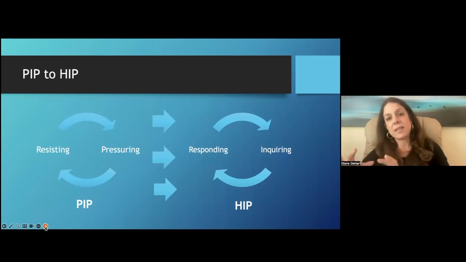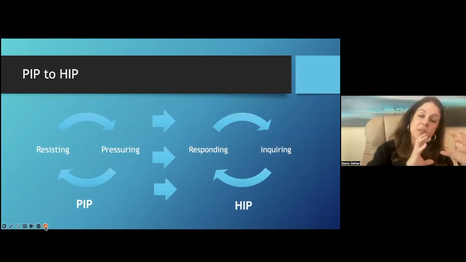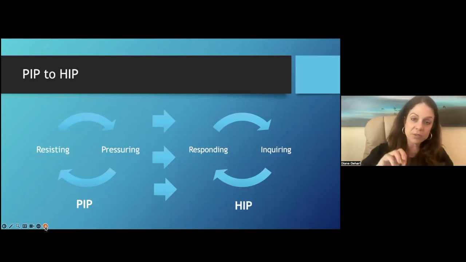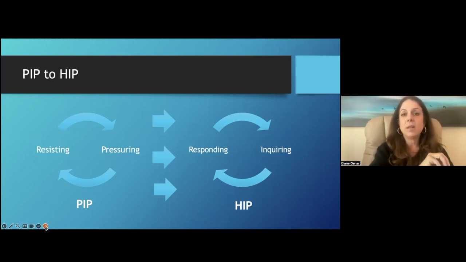And so that's the healing pattern, going from this pathologizing pattern where there's a lot of snap judgments and this pursue, distance, pressure, resistance, all of that. You want to switch it to another sort of interaction.